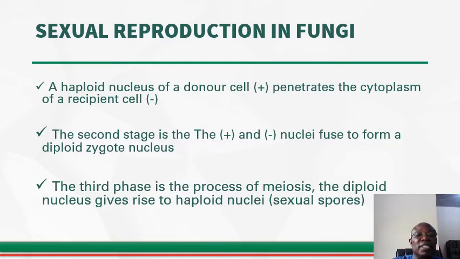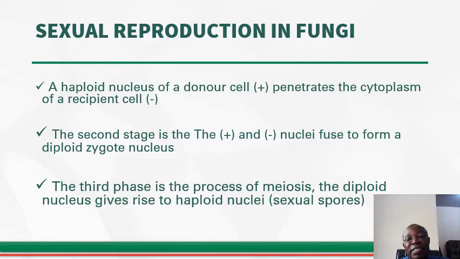One, a haploid nucleus of a donor cell will penetrate the cytoplasm of a recipient cell. Here we indicate them as positive and negative, because we cannot actually say which one is the male and which one is the female, but we represent them with positive and negative.